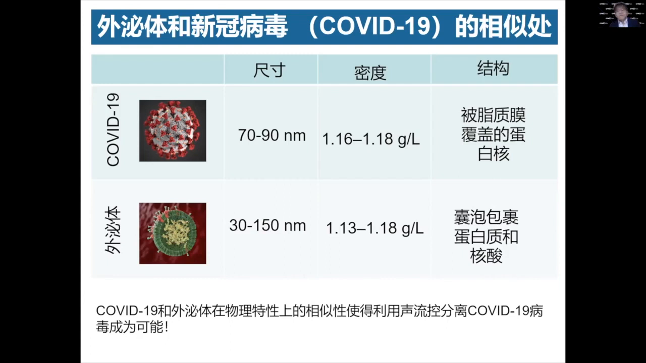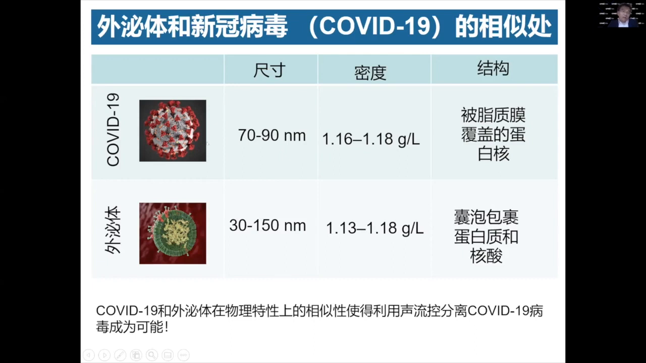There are a lot of similarities between exosomes and the coronavirus. If you look at the size, exosomes are 30 to 150 nanometers, and coronavirus is 30 to 90 nanometers. Other physical properties are also very similar. And the composition is also similar. You have proteins, other nucleic acids, and they are wrapped around in a kind of structure.